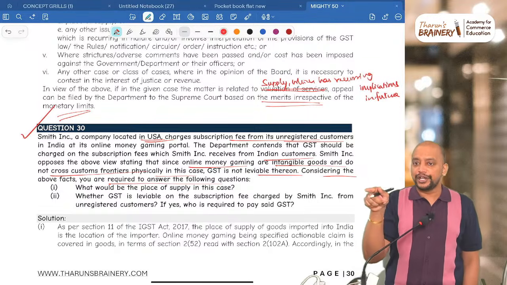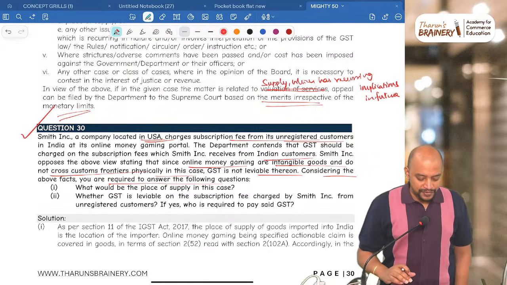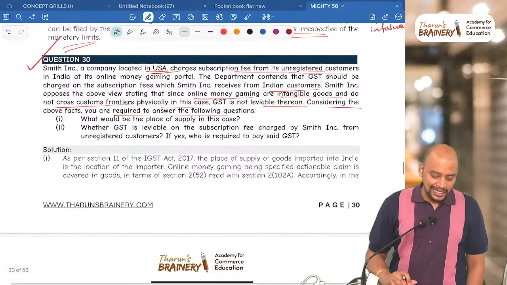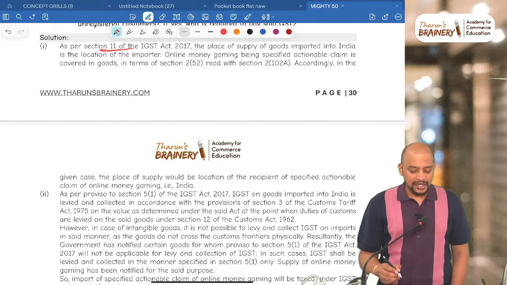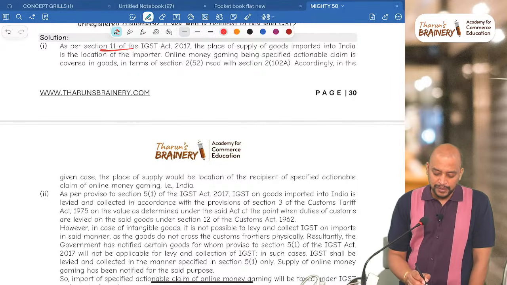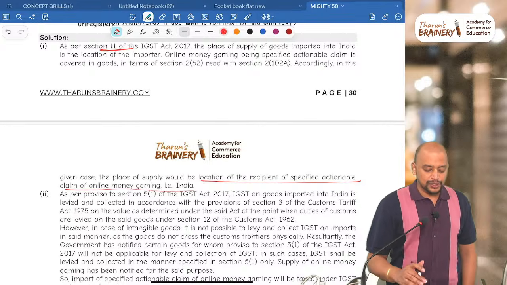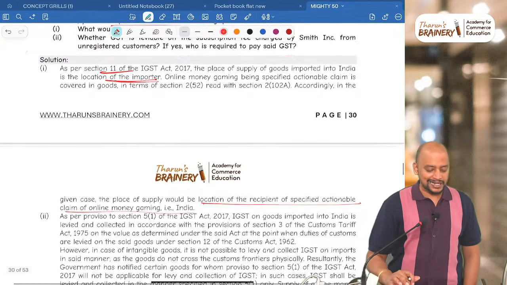So that point you need to connect and write, and the location of importer will be in India. So that will be taken. So section 11 you need to give reference. Accordingly, in the given case, place of supply would be location of recipient of specified actionable claim, that is India, because location of importer will be taken as the place of supply.